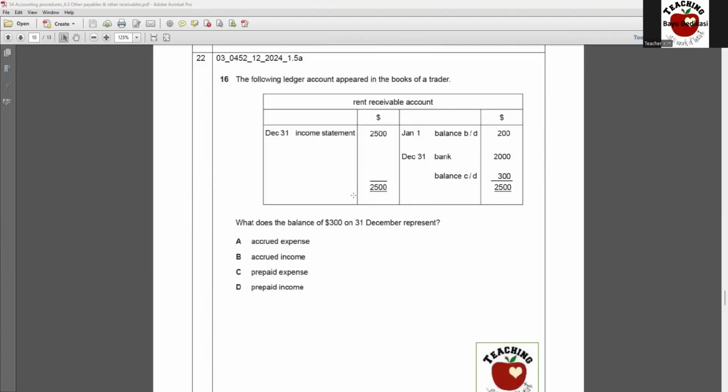Question 22. What does the balance of 300 refer to? 300 is referred to this one. This one will transfer to here, become balance b/d. Balance b/d in the debit side. This is a current asset. Rent receivable, this one is an income account. It means income owing is an asset. So accrued income, okay, accrued income.